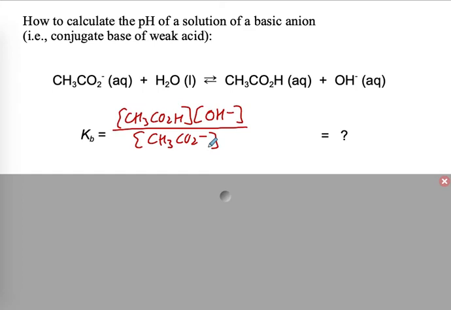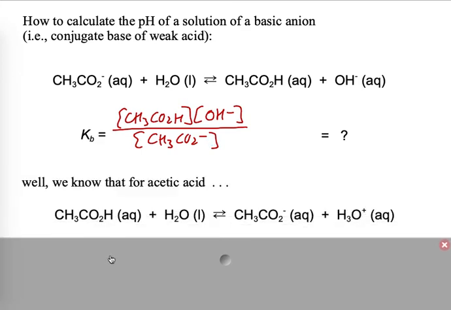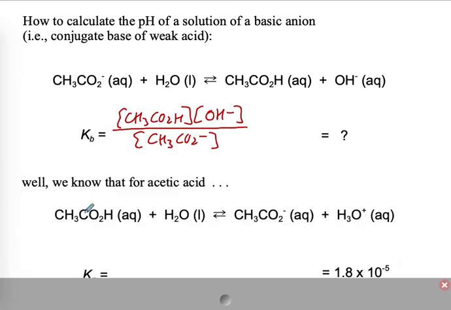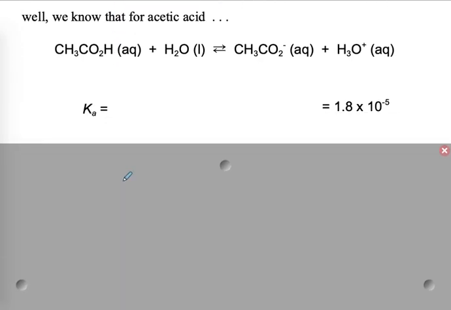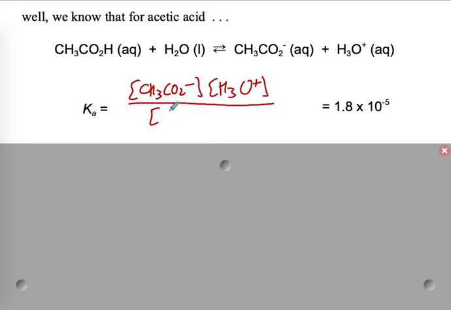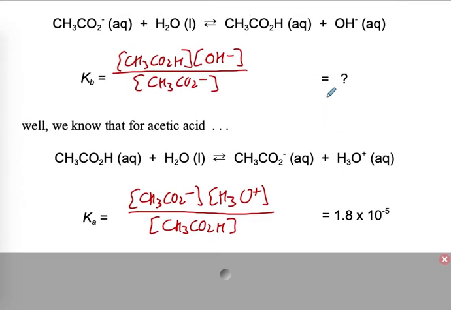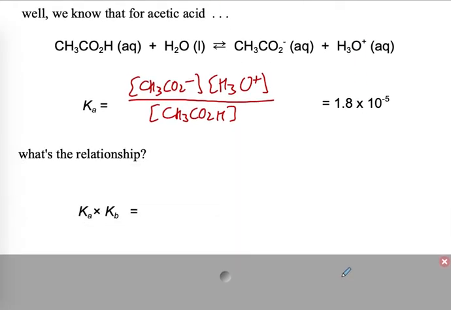Well, if I look on my table of weak base ionization constants, I don't see acetate. But I do know that for acetic acid, I can write the Ka expression as the concentration of acetate times the concentration of the hydronium ion divided by the concentration of acetic acid, for which I have a number. So let's look at those two expressions and see how they're related to each other. What would happen if you multiplied those two equilibrium expressions together? Hey, let's try it and see.